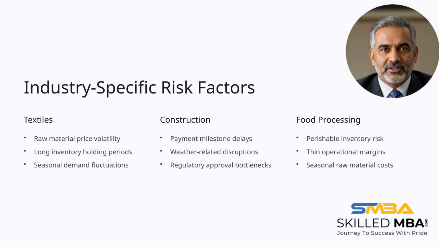In the textile industry, raw material price volatility and long inventory holding periods pose significant risks. Seasonal demand fluctuations further complicate financial stability. These factors can exacerbate liquidity issues, especially when inventory constitutes a large portion of current assets, as seen in some manufacturers. Understanding these risks is crucial for effective financial management in this sector.